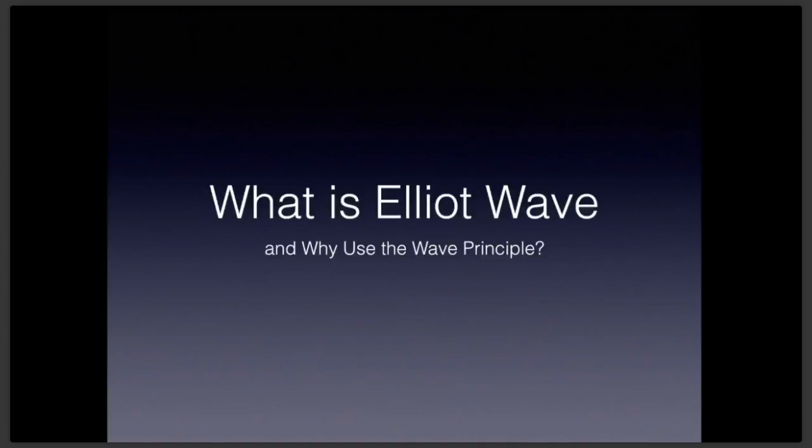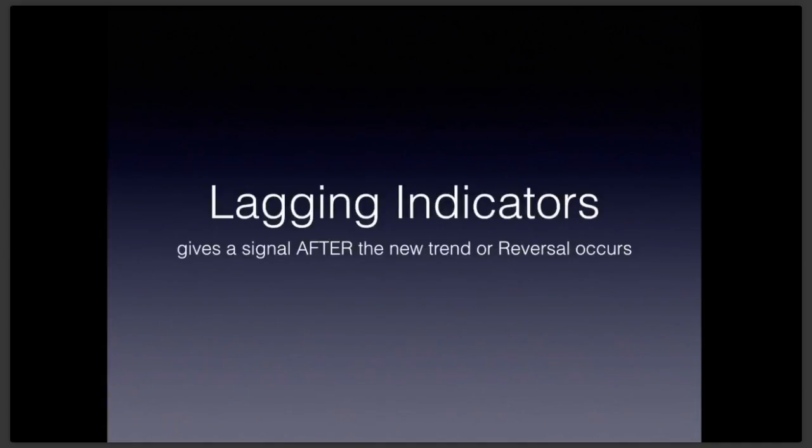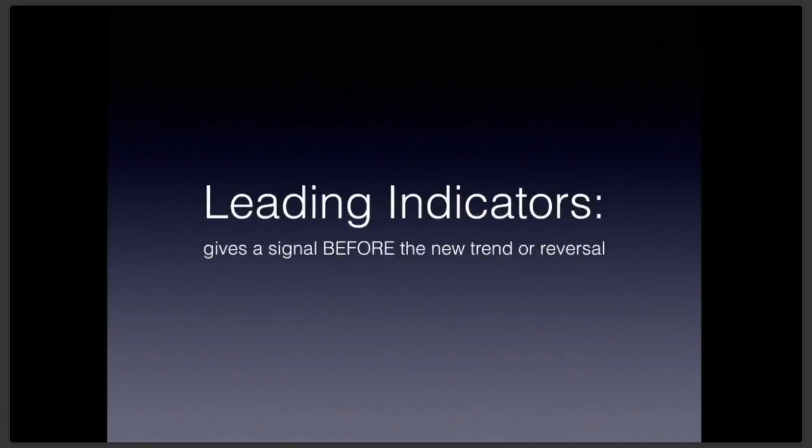Right, so there are two types of indicators. The first one is a lagging indicator, which gives a signal after the new trend or reversal has happened. Most of the indicators out there, I would say 90% of them, are lagging indicators. Indicators like stochastics, MACD, CCI, right? All those are lagging indicators. So to gain an unfair advantage when it comes to trading, we are focusing mainly on leading indicators.